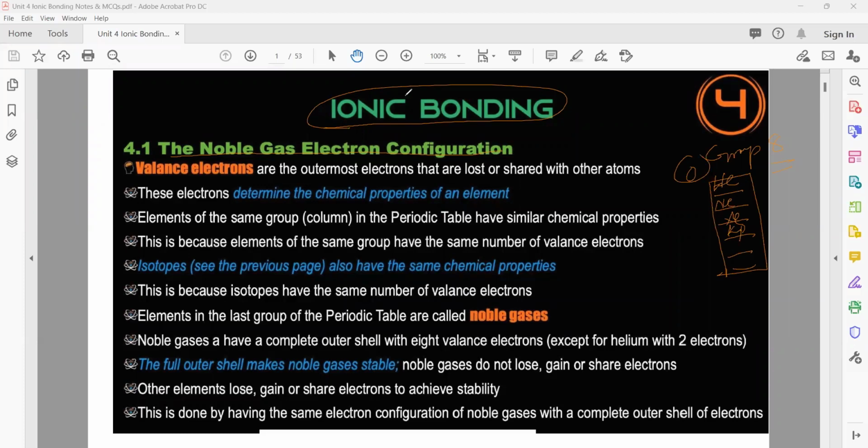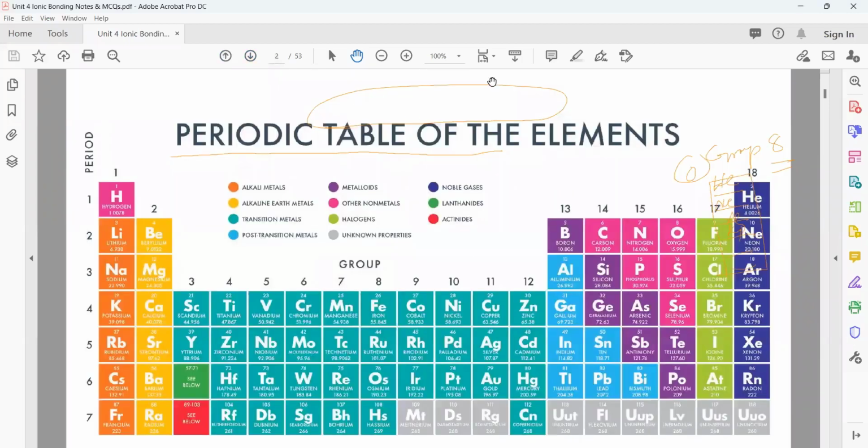If you see the periodic table, for example, I'll show you on the next page. This is the last group I'm talking about. These are known as noble gases. Why are they known as noble gases? Because their last shell is complete. What do you mean by that? I will explain that to you.